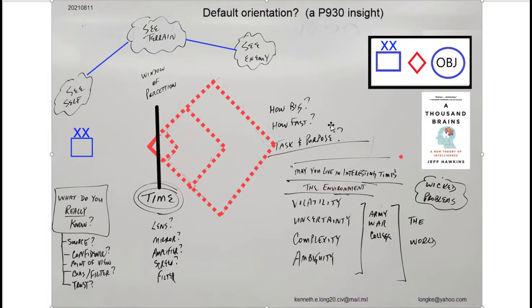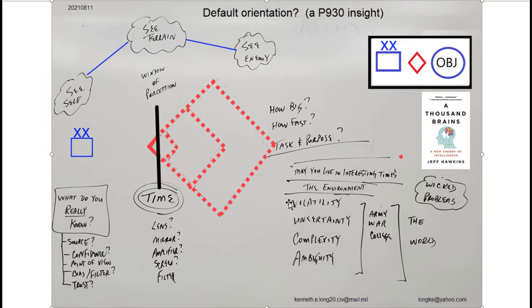How big, how fast is that enemy? What are his tasks and purposes? Can we infer that from the behavior? Or how many different tasks and purposes could that information that we accept as true satisfy? How many different courses of action could it support?